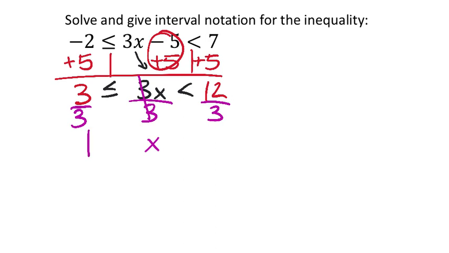3 divided by 3 is 1. 12 divided by 3 is 4. That was a positive coefficient, so all of our inequalities stay the same, okay? So there's our inequality. And again, you can kind of transfer this directly onto a graph.